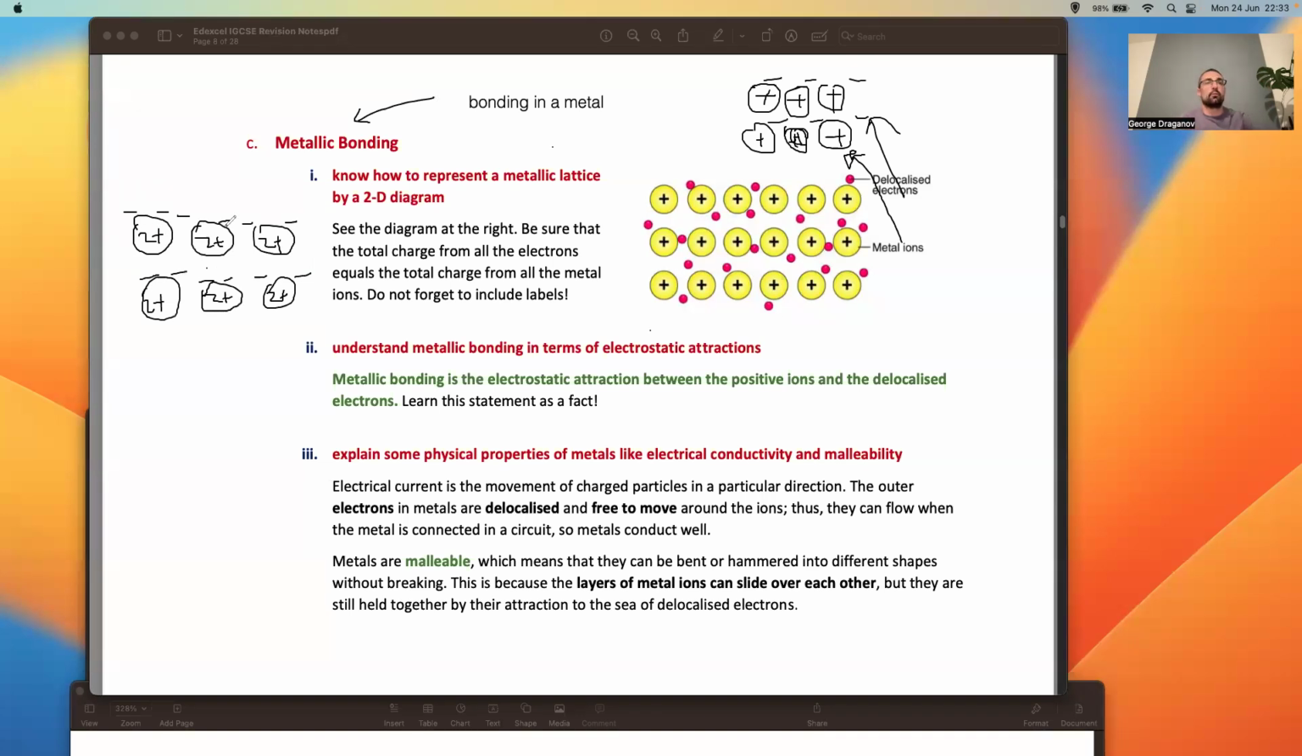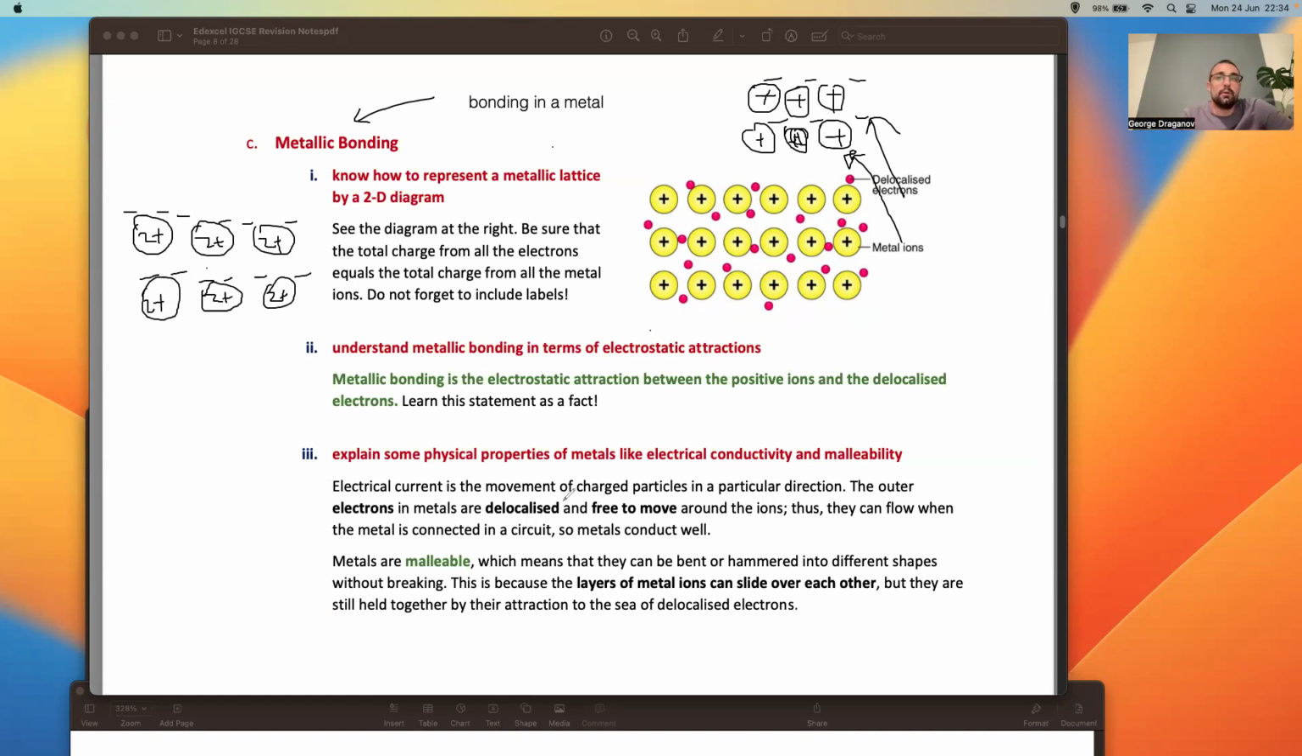So these are the attractions. Delocalized means the electrons can move anywhere within the structure, which gives the metals a very key property that they can conduct electricity at all times. So solids, liquids, it doesn't matter. They will always conduct electricity. So unlike ionic bonding, where it had to be molten or aqueous, this will conduct electricity as a solid. And obviously in no other forms.